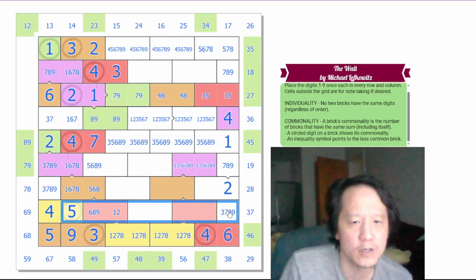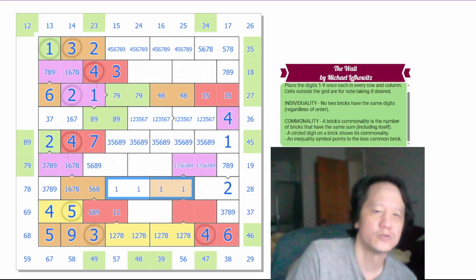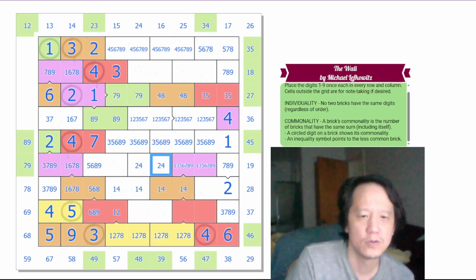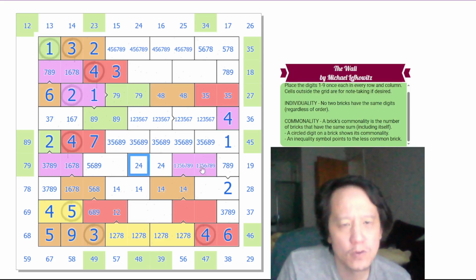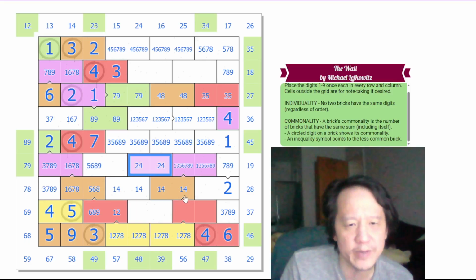4 cannot be here. We need a 4, 2 somewhere. So one of these is 4, 2. Therefore, this must be 4 and 1 somewhere here. So we got 1 or 4 here, and this can't be 4, 2, so this must be 4 and 2 here. So that accounts for 4 and 2. So this is 2 and 4, which means this is the 2 commonality, right?